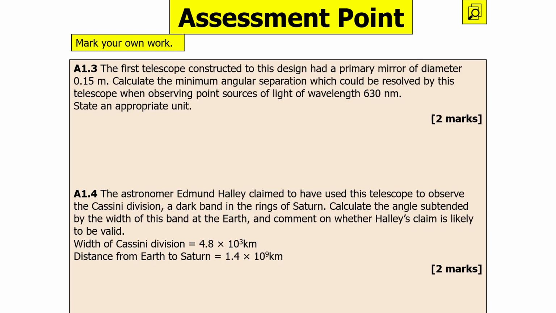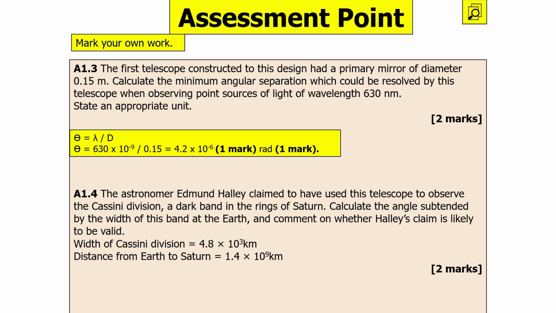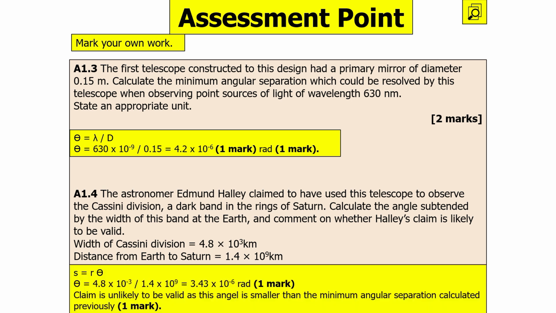In this next question, we use the Rayleigh criterion. Theta equals lambda over d, same unit, so taking nanometers out into meters, so you get 4.2 times 10 to the minus 6 radians, because that's what we get our values out in the Rayleigh criterion. And this last one, s is equal to r theta, so you can work out theta, which is 3.43 times 10 to the minus 6 radians. Leave your conclusion that it's unlikely to be valid because this angle is smaller than the minimum angular separation we calculated previously, so it's unlikely to have been true.